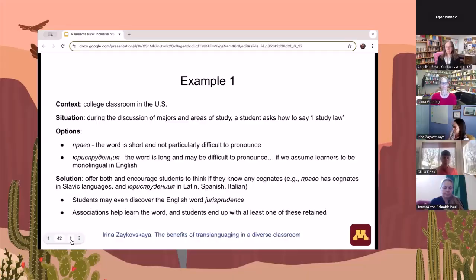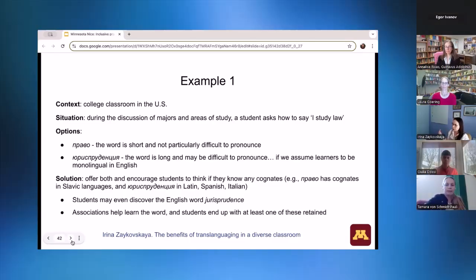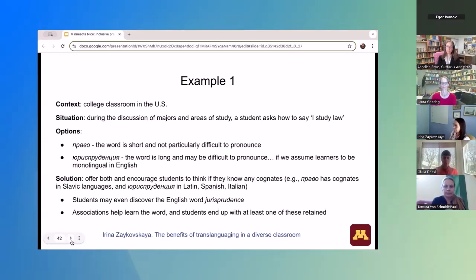I have a couple of examples to show how that might work. So, for example, during the discussion of areas of study, a student asks, how do I say I study law? Now, as a teacher, we have different options. I can say prava. That word is short. That's not particularly difficult to pronounce. It's Slavic in origin. Perfect. And people usually don't go with jurisprudenция because the word is longer, maybe difficult to pronounce, if we assume learners to be monolingual in English. That's to say.